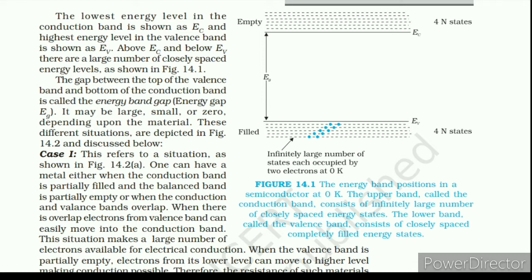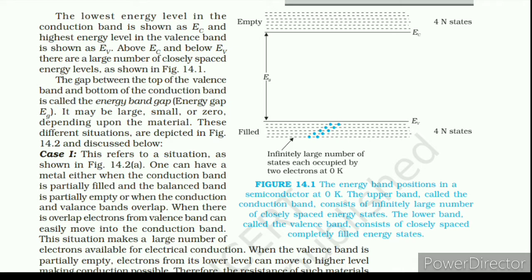Case 2. In this case, as shown in figure 14.2b, a large band gap EG exists. That is, EG is greater than 3 electron volt. There are no electrons in the conduction band and therefore no electrical conduction is possible. Note that the energy gap is so large that electrons cannot be excited from the valence band to the conduction band by thermal excitation. This is the case of insulators.